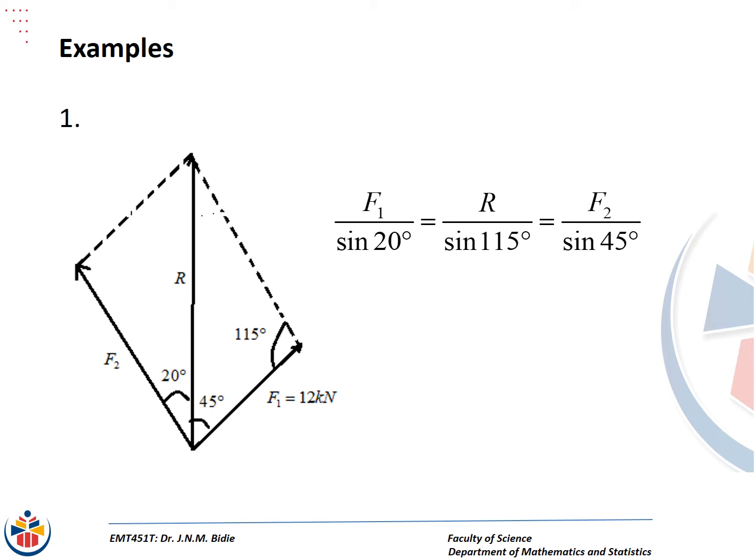Here we had F1 and F2. F1 is 12 kilonewtons, F2 is not given, and we've been given that they form angles of 20 degrees with the vertical and 45 degrees with the vertical. And also we've been given that the other corner of the parallelogram is 115 degrees. So if you were asked to find R and F2, the formula that would be most suitable is the sine rule. Please go and revise the sine rule and the cosine rule, and the reasons why we use the cosine rule on certain problems and not the sine rule, as well as the sine rule on particular problems.